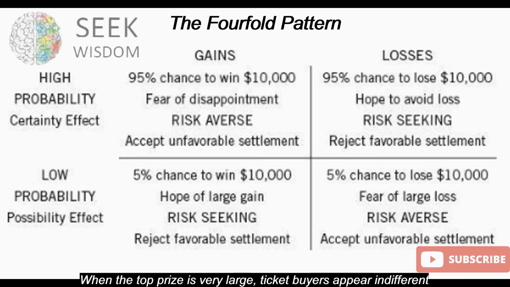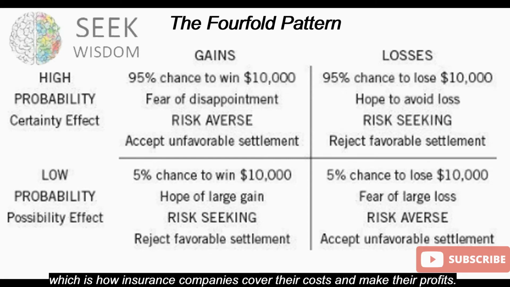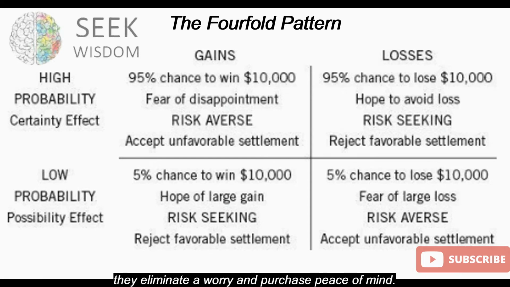When the top prize is very large, ticket buyers appear indifferent to the fact that their chance of winning is minuscule. The bottom right cell is where insurance is bought. People are willing to pay much more for insurance than expected value, which is how insurance companies cover their costs and make their profits. They eliminate a worry and purchase peace of mind.